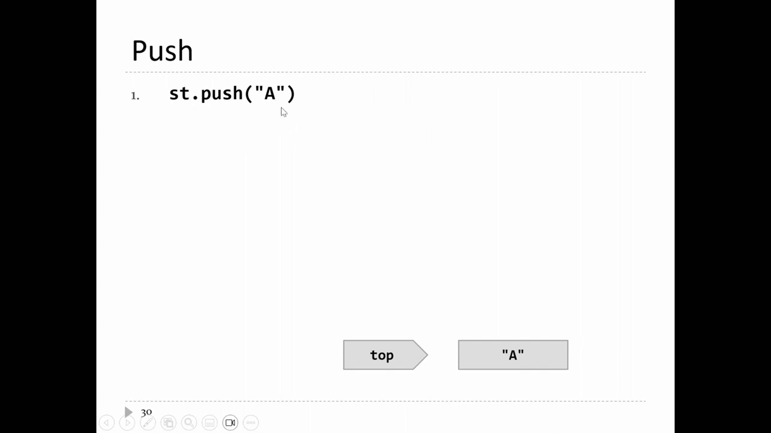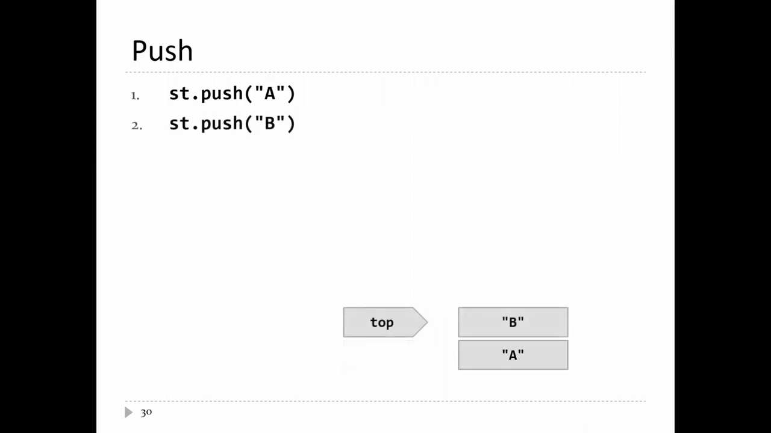So if I push the string A onto the stack st, then the stack ends up looking like that. There's the string A. The top of the stack is the string A. If you push a B onto the stack, you've now got a B, and then there's an A. So the top of the stack is the B, the bottom of the stack is the A.